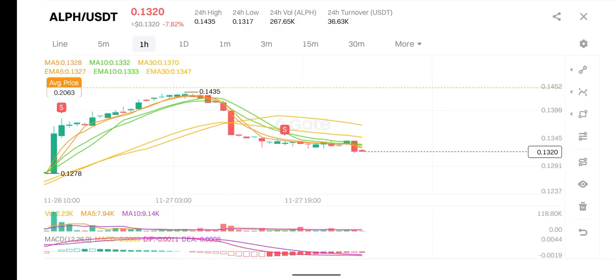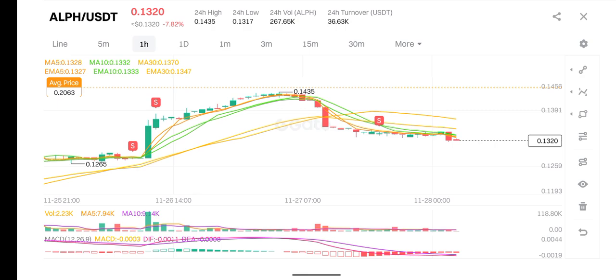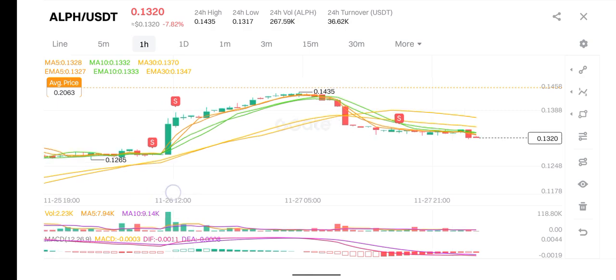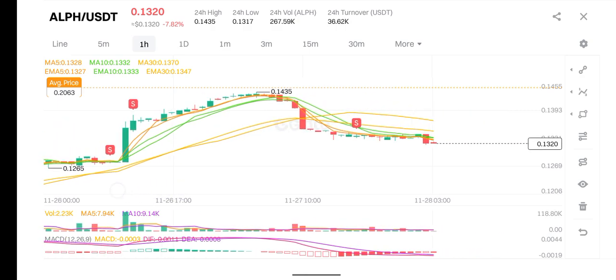Currently, our price sits at 0.1320. This is the Alephium USDT trading pair. Our 24 hours trading volume from Gate.io was $267,000. Okay, half token, sorry. So this is currently the 1 hour chart, and we can just carry out an analysis.